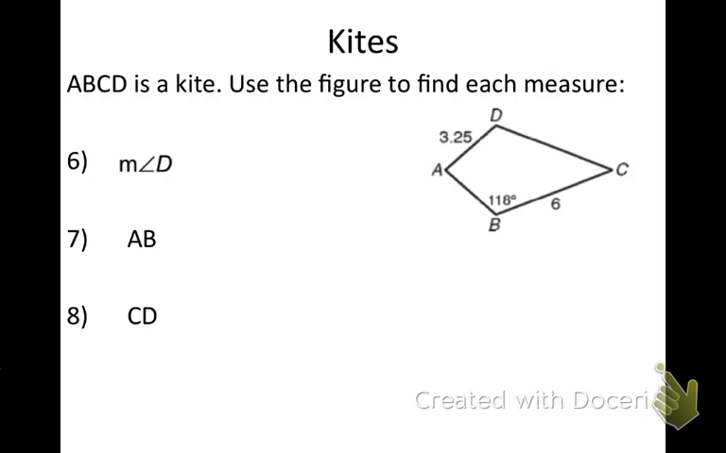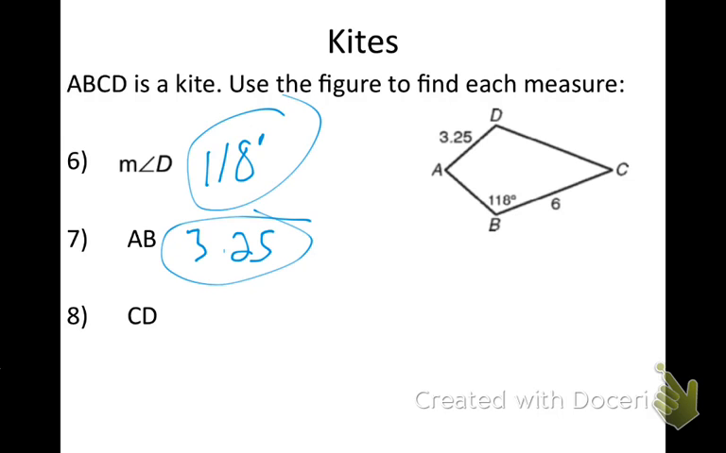Take a couple seconds. Try number 6, 7, and 8. ABCD is a kite. Use the figure to find each measure. All right, here we go. Moment of truth. Austin, what did you have for number 6? It is 118 degrees. Yeah, these are the angles that are the same. So angle D is 118 degrees. AB, Johnny, what do you say AB is? Yeah, 3.25. And Mr. Gabe, what do you say about CD? It is 6. Look at you guys, 3 for 3. Nice job. That is correct.